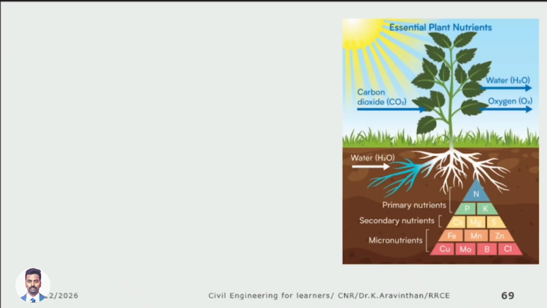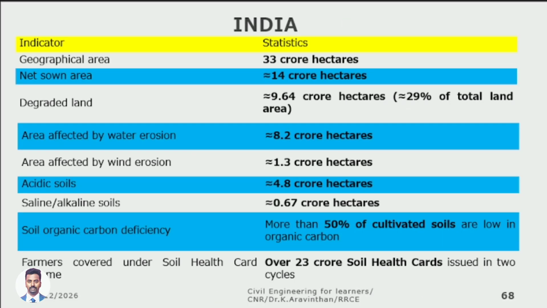Agricultural people have one card. For every farmer, the government is issuing an agricultural card. For the soil, the government is also giving a card. That card is known as the soil health card.